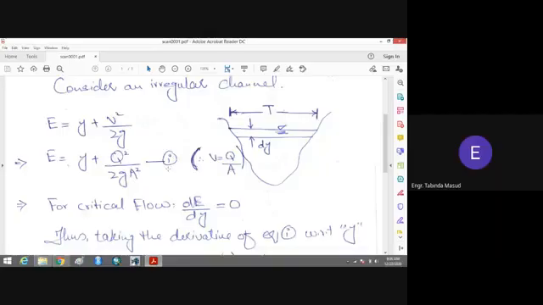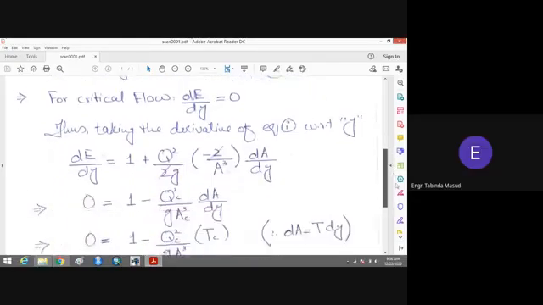Since we want to do analysis for the critical flow, I will take the derivative of equation number 1 and make it equal to 0, because this is the mathematical rule to find the value of maxima and minima. Since I am going to find the value for the critical flow, and we know that critical flow is the flow where specific energy is minimum for a given discharge, so for the minimum value of specific energy, I will take the derivative of equation 1 and make it equal to 0.